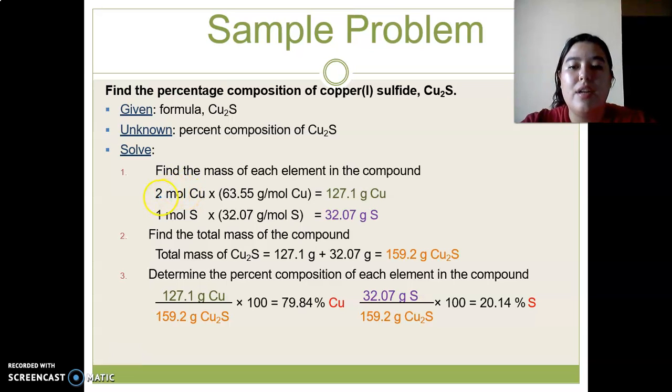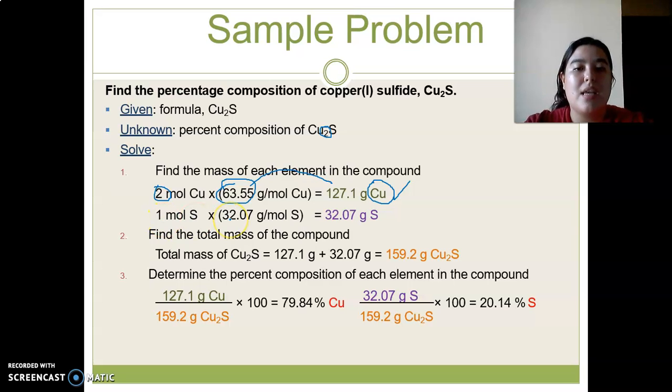Okay, we have here 2 mole for copper. Why 2? Because we have 2 here. This 2 is this 2. Okay, 2 mole copper times, in this case, mass is 63.5 g over mole copper. Okay, this is the mass. And this 2 is for sub 2 copper. Okay, so 2 times 63.5 equals 127.1 g copper. Okay, so this is the mass for copper.